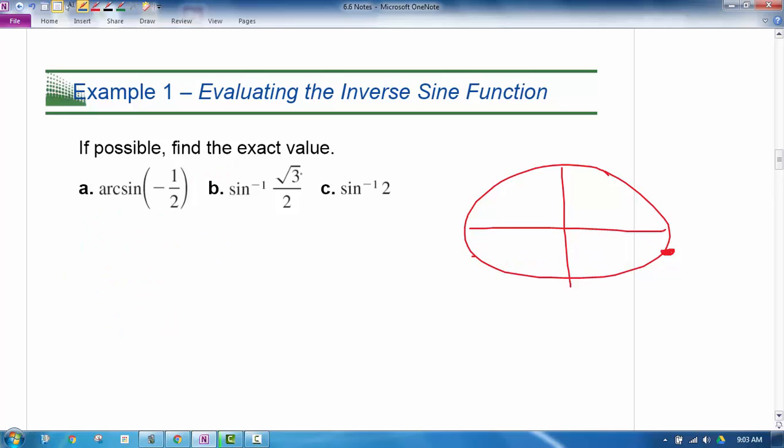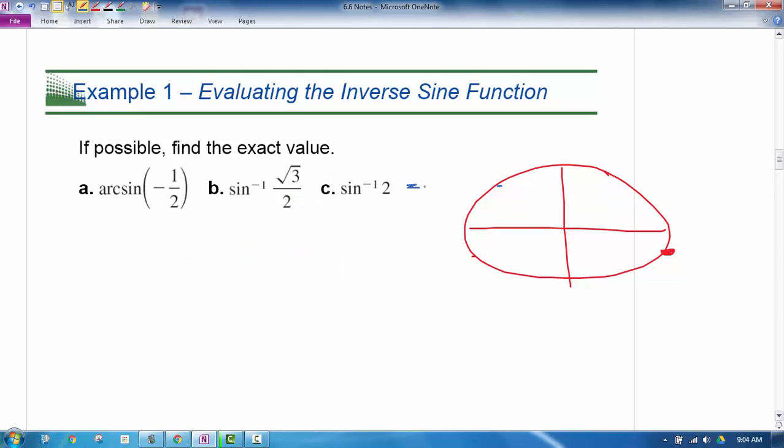Next one for part B, we can do the same thing. Call this some angle theta, and then write this as the sine of that angle equals square root of 3 over 2. So the question is, where does the sine equal square root of 3 over 2? That's up here, because the sine is the y value. And we have to be between -90 and 90, so we have to be over here, because that's our range for the inverse sine. And that would be a 60-degree angle right here, or pi over 3.